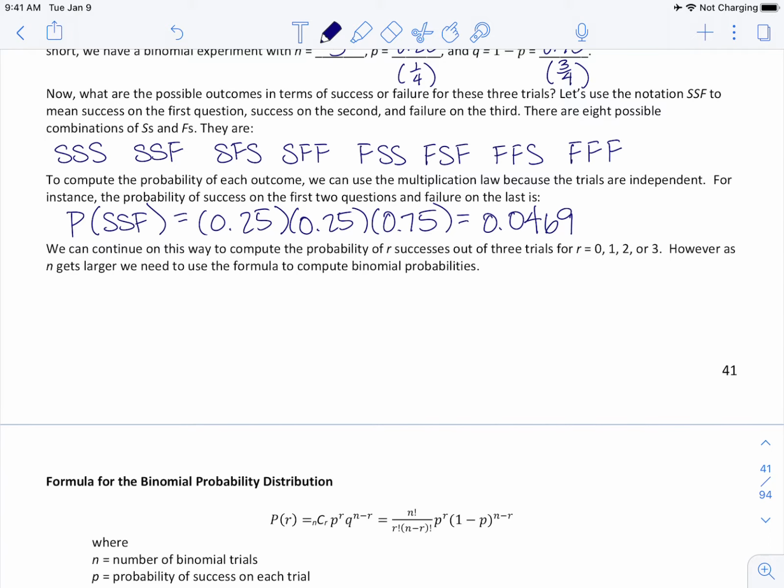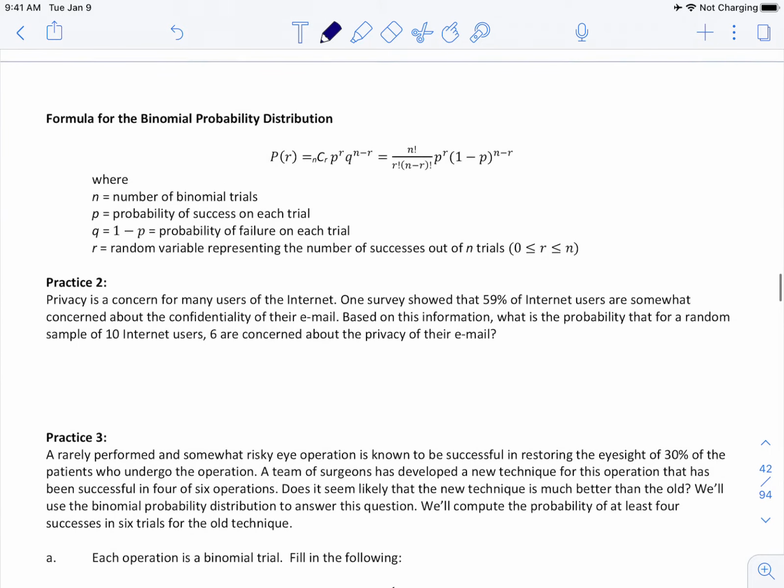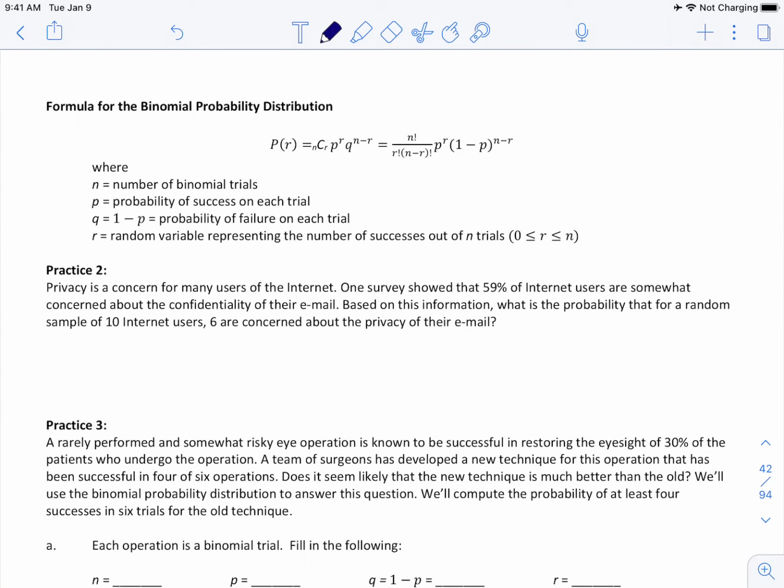However, as n gets larger, we need to use the formula to compute binomial probabilities. So here's our formula. And this is going to be where n is our number of binomial trials, p is the probability of success on each trial, q is 1 minus p, probability of failure, and r is the random variable representing the number of successes out of n trials. If you notice this nCr, that looks familiar. That's our combination formula, okay? So we use that as our coefficient in front, and then we're multiplying by p to the r power, q to the n minus r power, and then this is what it looks like with the full formula.